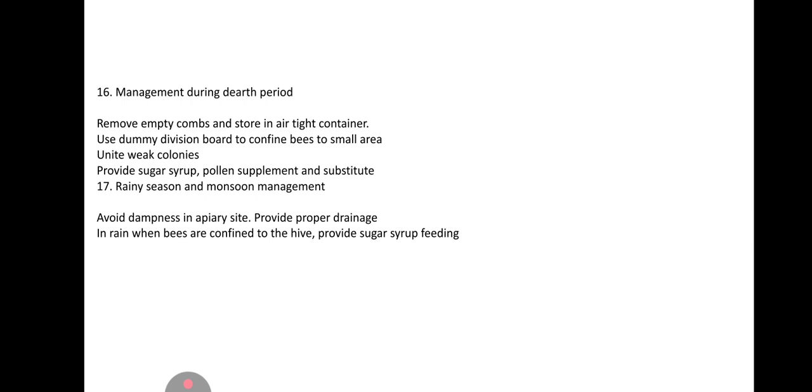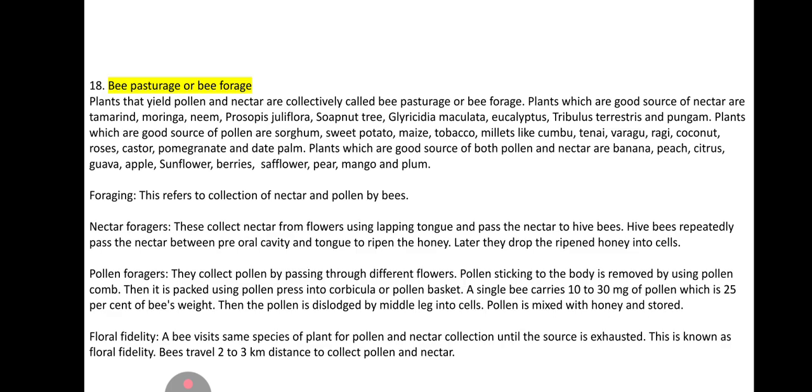Then in the rainy season and monsoon management, avoid dampness in the apiary site. Provide proper drainage. In rain, when bees are confined to the hive, provide sugar syrup feeding. Next is bee pasturage or bee forage. Plants that yield pollen and nectar are collectively called bee pasturage or foliage.